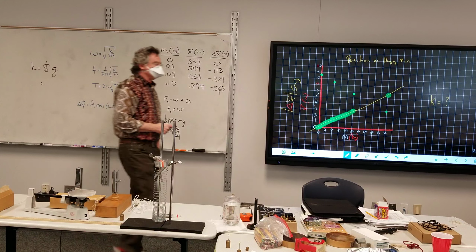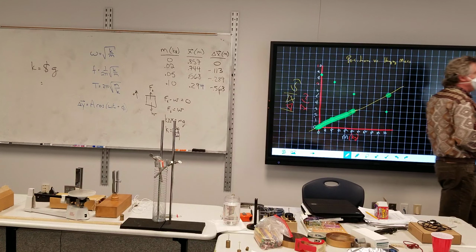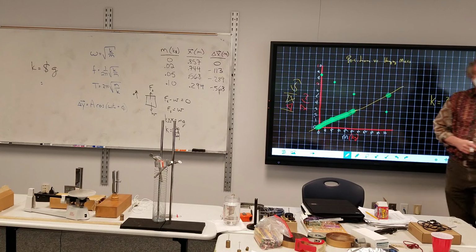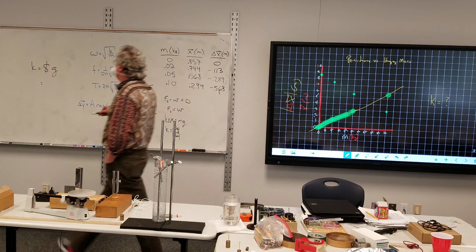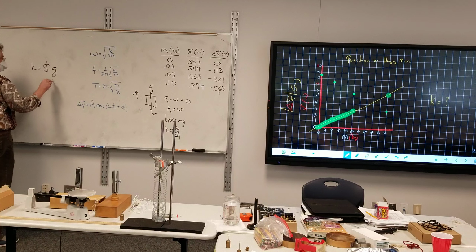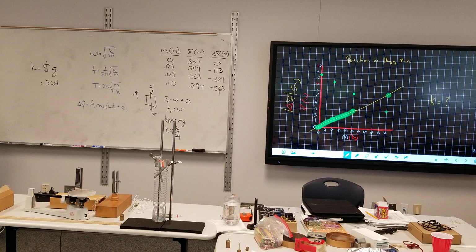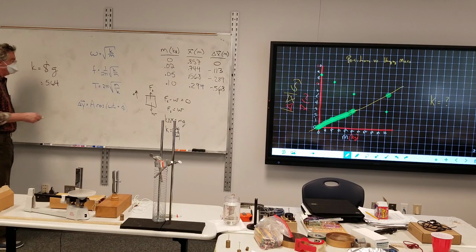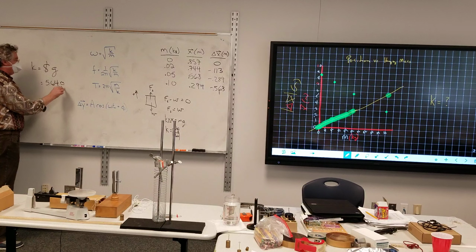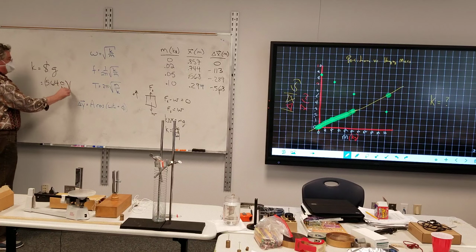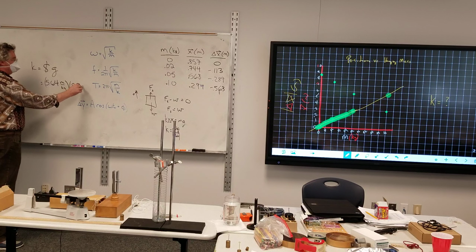And the slope, which I also happen to do, is 5.64. What would be the units of the slope? Meters per kilogram. All right. Times, for what we're doing, 9.8 meters per second squared.